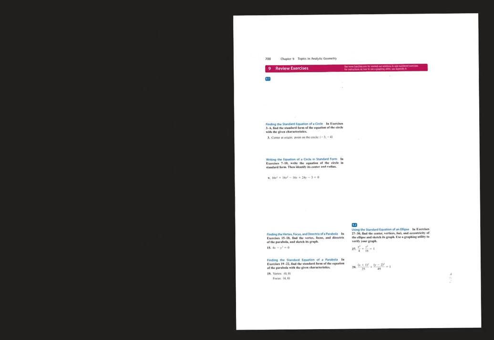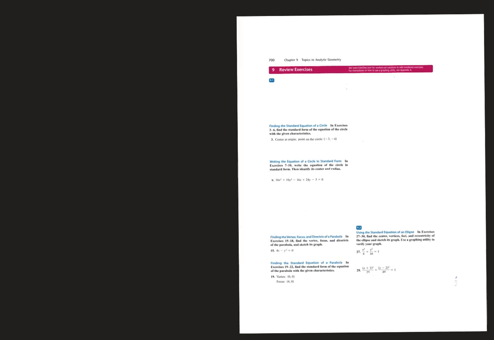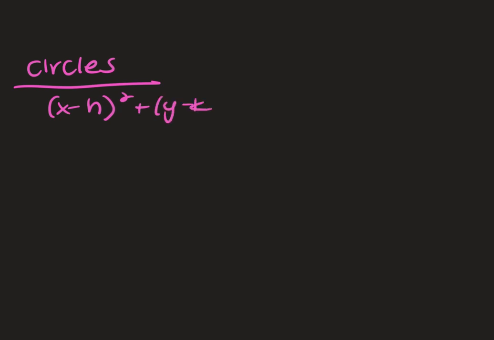So this is the chapter in which you have to know circles, ellipses, hyperbolas, and parabolas. So we'll do a quick recap on the equations you need to know. Circles, you need to know the standard form: (x minus h) squared plus (y minus k) squared equals r squared, where your center is your (h, k) and r is your radius.